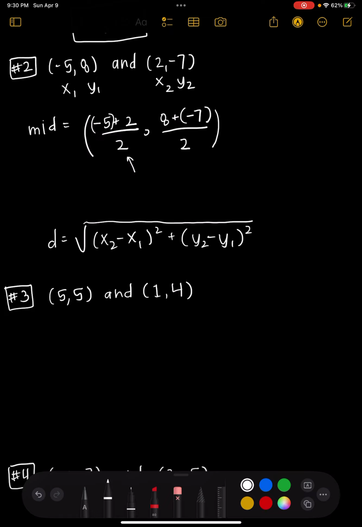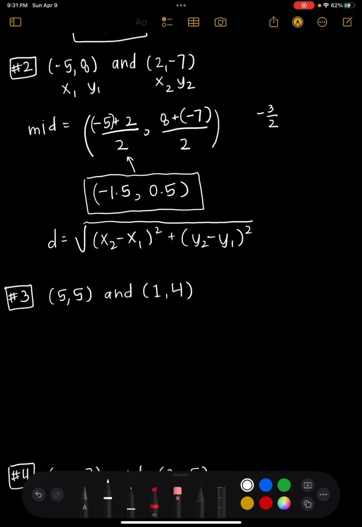So now we're going to do the x's. We have -5 plus 2, which gives me -3. And -3 divided by 2 gives me -1.5. You are definitely okay to get decimals or leave them in fraction form. If I left that in fraction form, it'd be -3/2. And then for the right-hand side, we have 8 plus -7, which is the same thing as 8 minus 7, and 8 minus 7 is 1, and 1 divided by 2 is 1/2. So I can write it as 1/2, or as 0.5. Either way, the midpoint is (-1.5, 0.5).